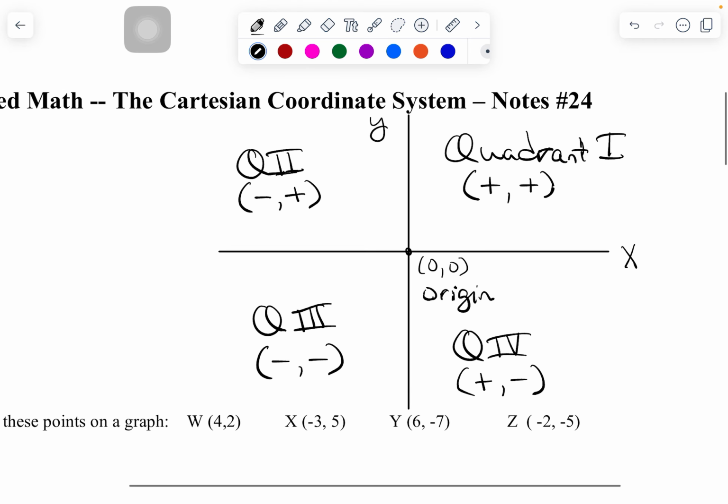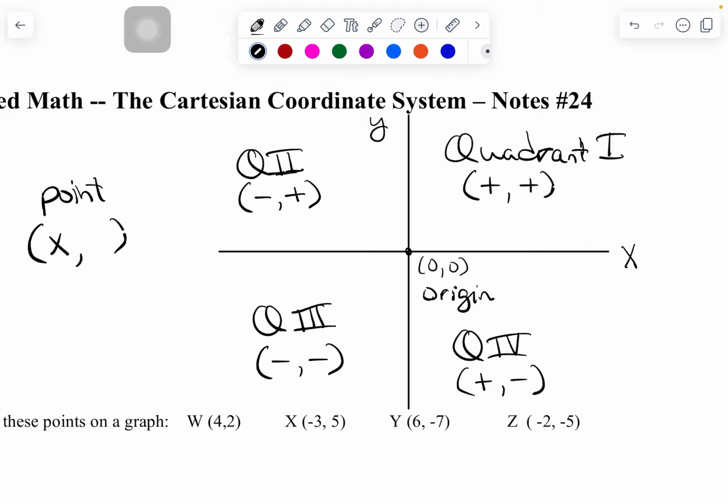I've already kind of mentioned this, but I will put it off to the side. Every point on the Cartesian coordinate plane is an ordered pair. And every ordered pair is in alphabetical order, so it's x, y, and of course it's a pair of numbers, so there's 2 of them. So ordered pair, descriptive kind of qualifier there. So x, y. Again, quadrant 1, everything's positive. Quadrant 2, x is negative, y is positive. Quadrant 3, we've got negatives. Quadrant 4, x is positive, y is negative.